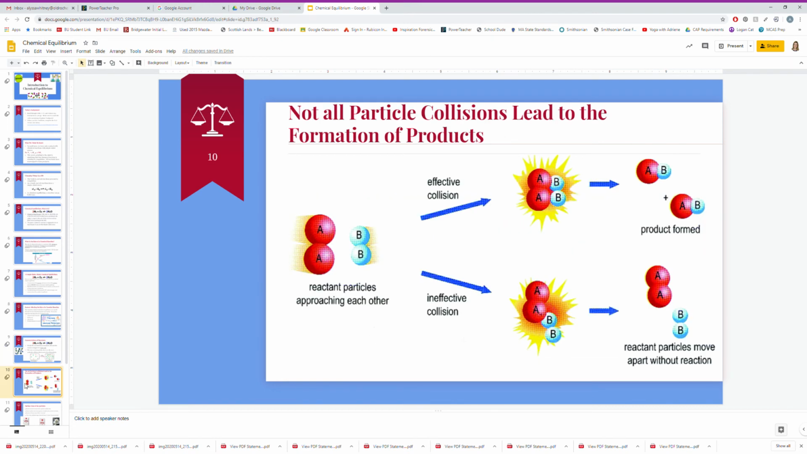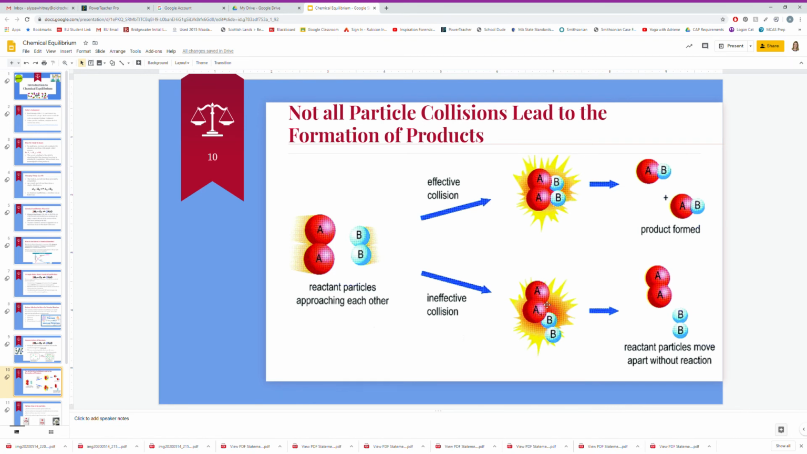Now, it's not just as easy as every time two reactant particles collide, they automatically form product. They actually have to collide in the proper orientation. So only a certain percentage of the particles that collide are actually going to react to form products. Here you can see, for example, that these guys are both in a proper orientation to become product, whereas these guys, this is an improper, ineffective collision.